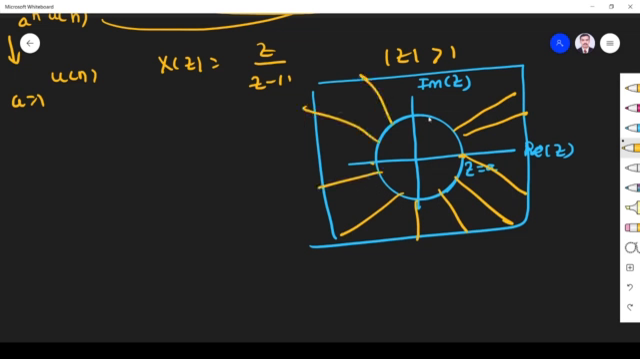This is what |z| is greater than a. Whatever is inside is |z| less than a, because the circle is |z| equal to a. So this is the ROC. Here you can find this one. Similarly, for the unit step sequence, I draw the ROC.